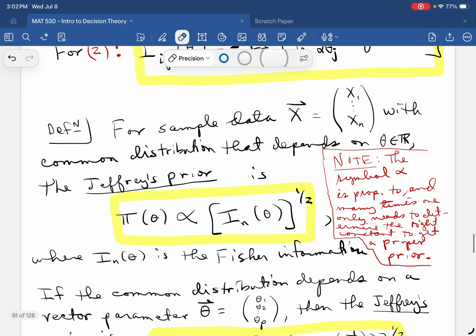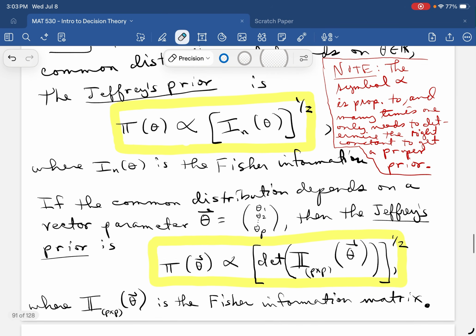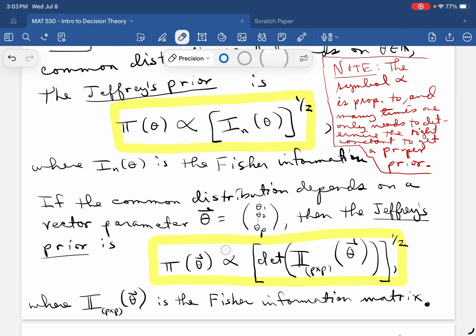Okay, now once we have an understanding of how to calculate the Fisher information, then we can look at what's called the Jeffreys prior. Given our sample data that depends on a single real-valued parameter, our prior distribution is going to be proportional to the Fisher information raised to the 1/2 power. In the situation where we have a vector parameter, the Jeffreys prior is proportional to the determinant that you see there. We first calculate the Fisher information matrix, then we calculate its determinant, and then whatever that is, we raise to the 1/2 power.